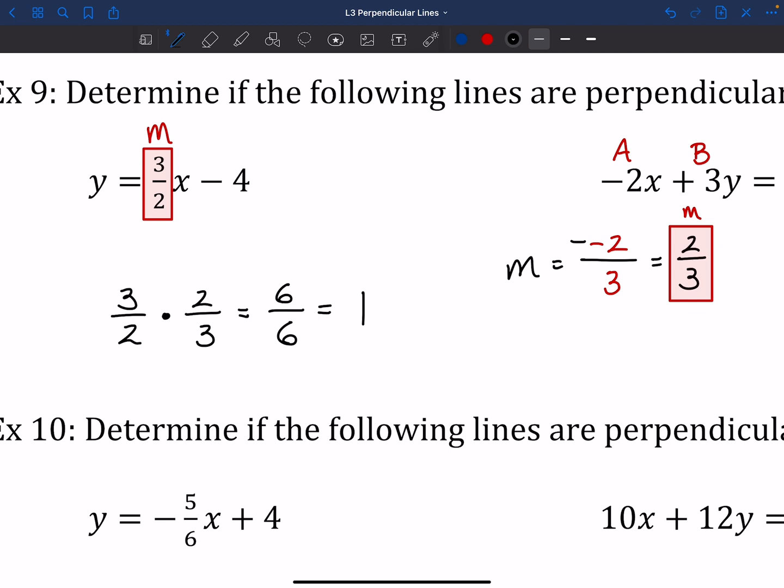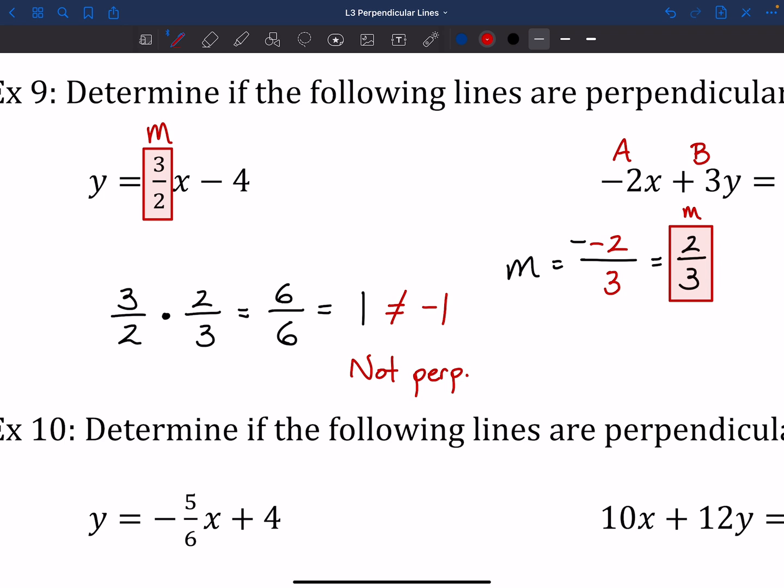But for them to be perpendicular, they need to equal -1. This does not equal -1. So these are not perpendicular. So that is a way that we can for sure test and make sure we've got the right answer on problems like these.